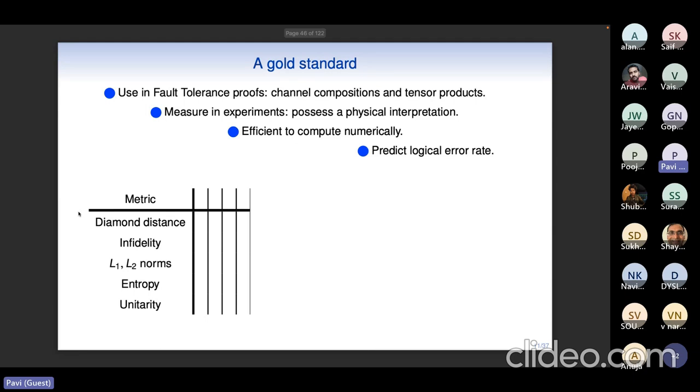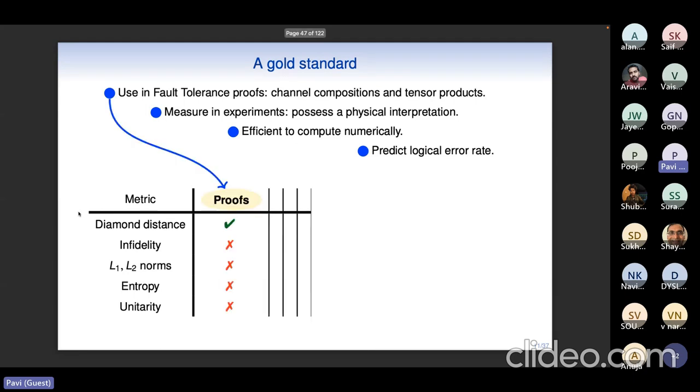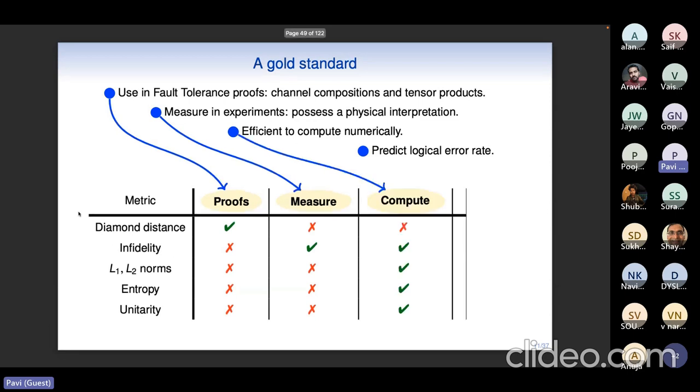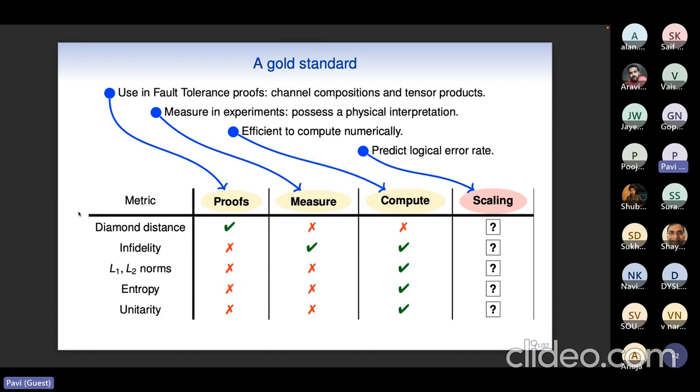Now, just for a survey, it turns out that diamond distance is the only one that can be used in proofs. Fidelity is the only one that can be measured. Most of it can be computed efficiently in simulations, except for the diamond distance. And when it comes to answering our question, prior to this work, it was not known if any of these metrics can actually give us a good estimate of what the logical error would be. And this is what we want to answer.